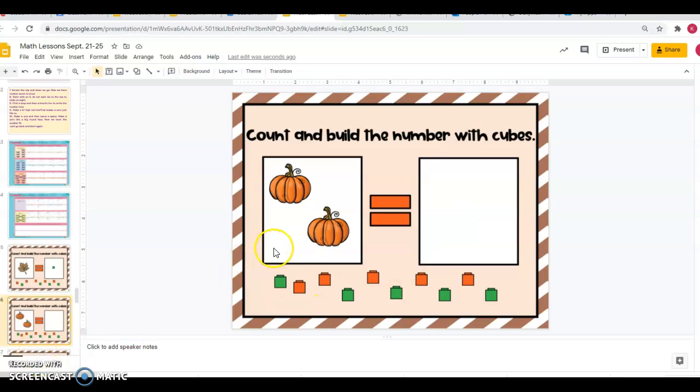So I'm going to do the same thing and I'm just going to show you the second one. I've got 2 pumpkins, so I'm going to move 2 cubes. 2 pumpkins equal 2 cubes. So you're going to do that all the way through until you get to the number 10. And that is our math for today.